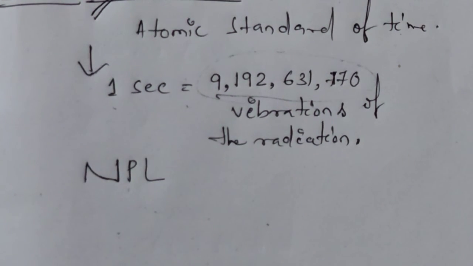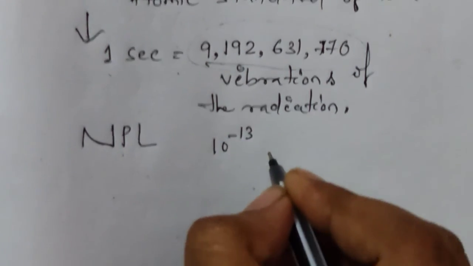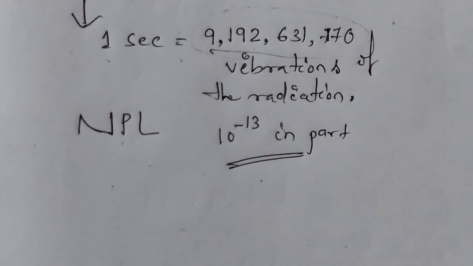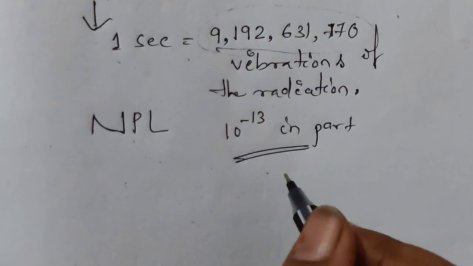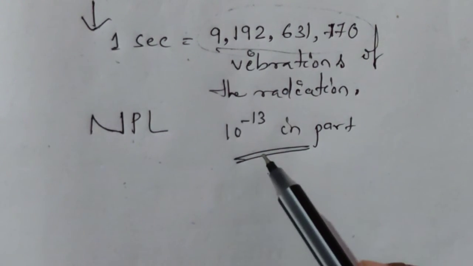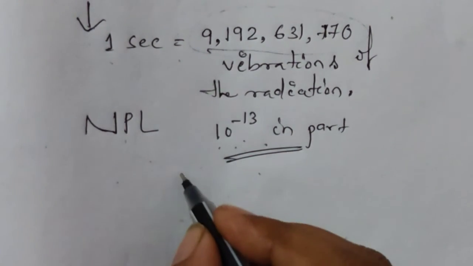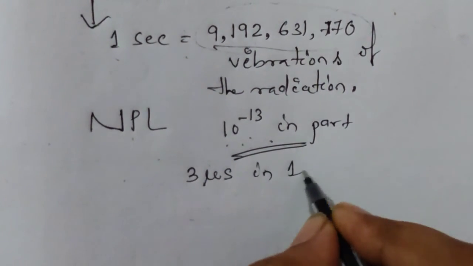So it has an uncertainty of the order of 10 to the power minus 13 in one part. That means it can give the correct vibration, or it won't be a complete vibration. That means only 3 microsecond in 1 year. Getting my point? The cesium clock has an uncertainty of the order of 10 to the power minus 13, which is 3 microsecond in 1 year.